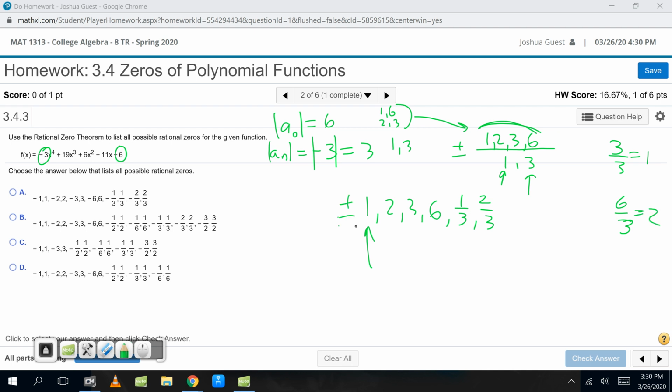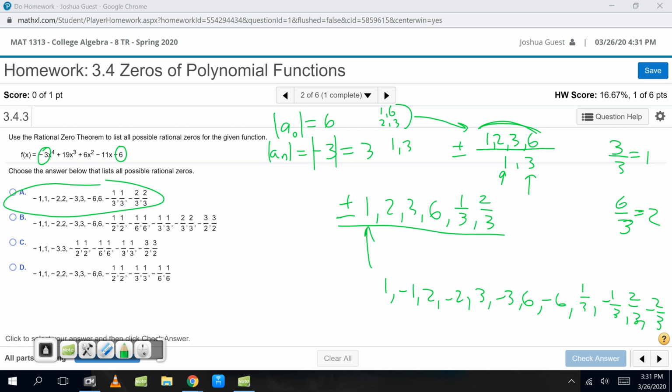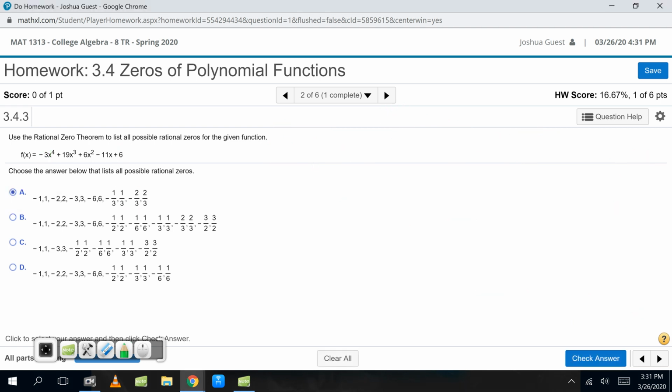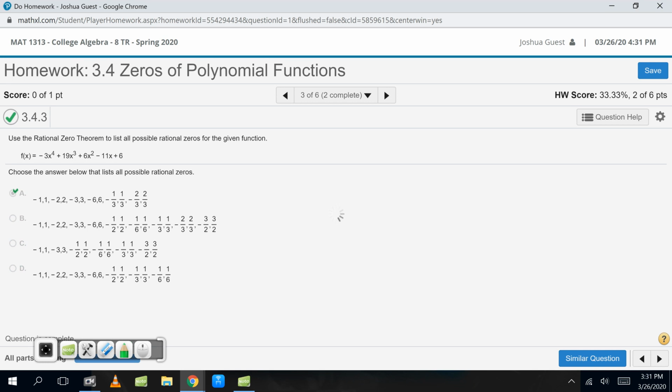So I've got plus or minus all of these things right here. Again, I don't have that answer over here, so I'm going to have to go 1, negative 1, 2, negative 2, 3, negative 3, 6, negative 6, 1/3, negative 1/3. That's what plus or minus means. 2/3, negative 2/3. Which one of those answers looks like this? 1, 2, 3, and 6, all plus and minus, and then 1/3 and 2/3. That's going to be A up here. So let's click A and check our answer, and boom, we got it.